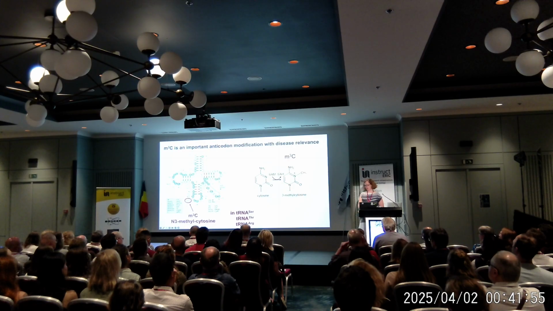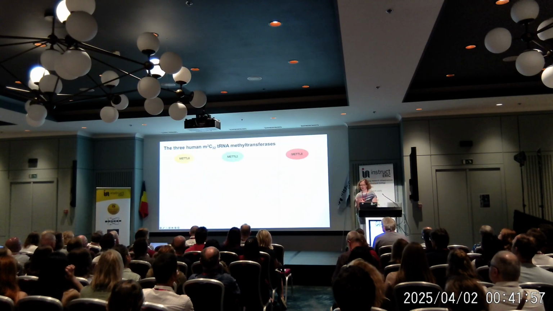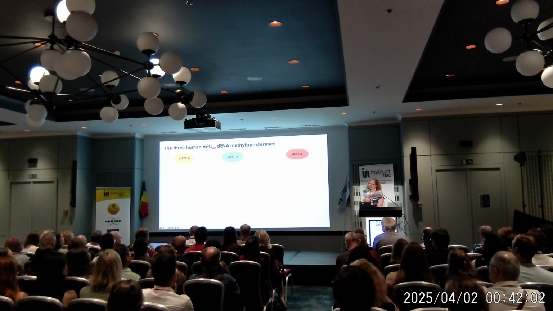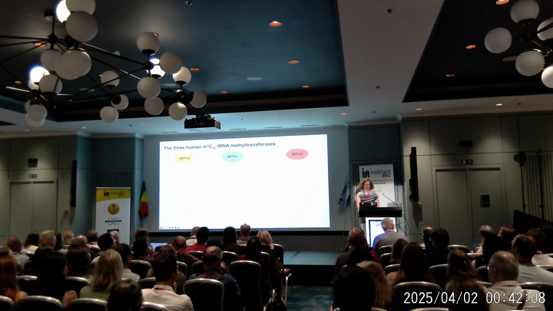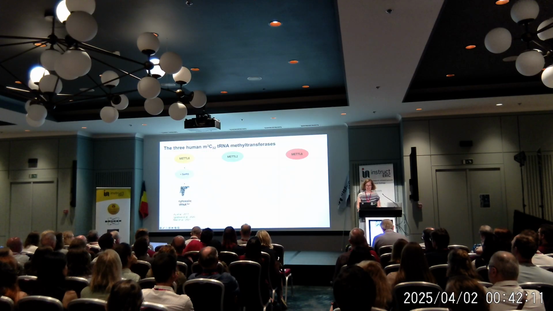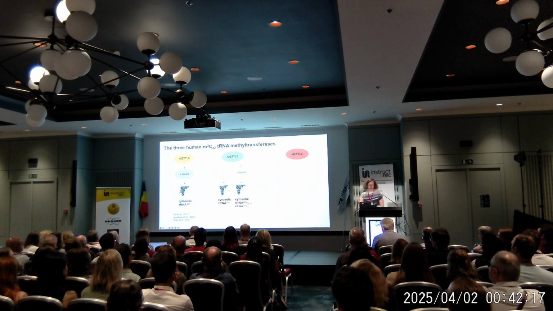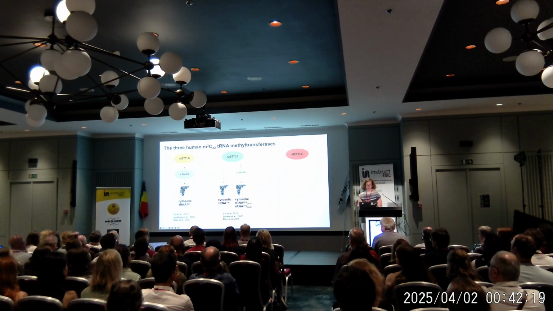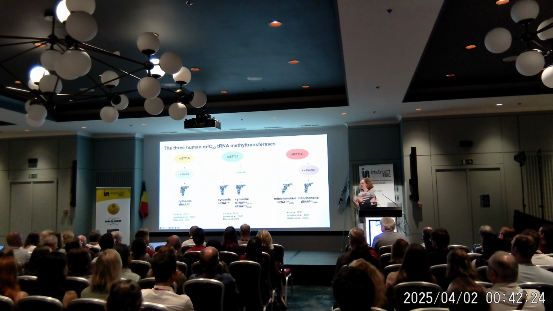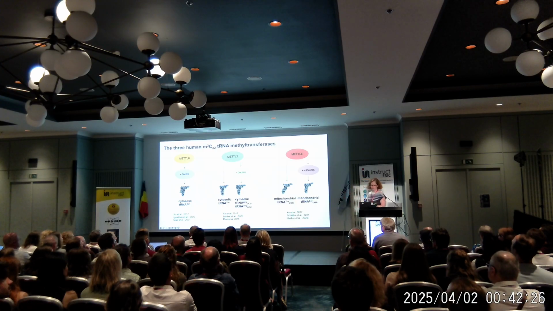The problem is that until recently, the exact enzyme mechanism and the catalytic mechanism was unclear. In humans, we have 3 enzymes that write these modifications, METTL6, METTL2, and METTL8, and they have different target sets. So METTL6 targets tRNA serine, METTL2 has 2 targets, threonine and arginine, and METTL8 is a bit the odd one out, it's in the mitochondria.